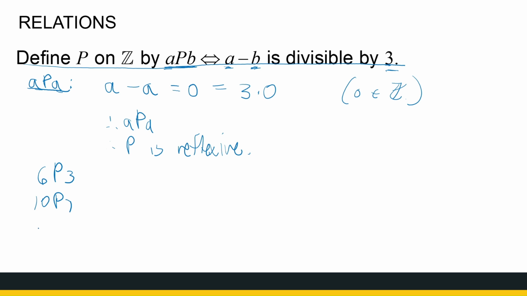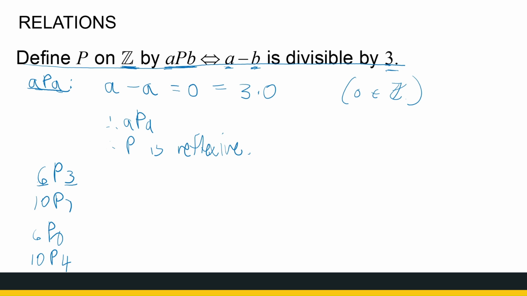What if I get the number 6 if I subtract them? 6 P 0 is true. 10 P 4 is true, and this is on Z, so I'm not even looking at negative numbers yet. So as long as the first number minus the second number is divisible by 3, then A P B is true. But I've been looking at reflexivity, so I've shown that it's reflexive.